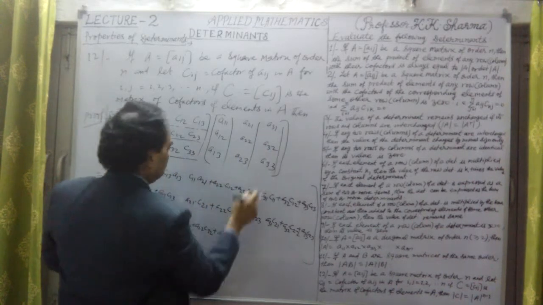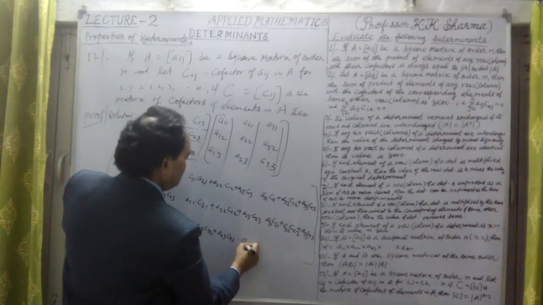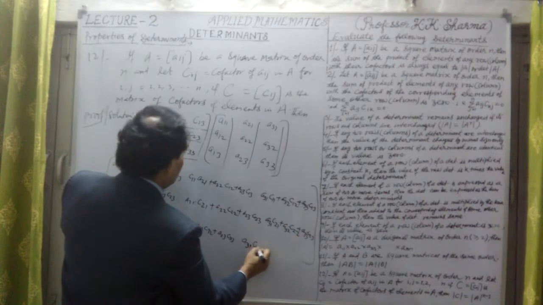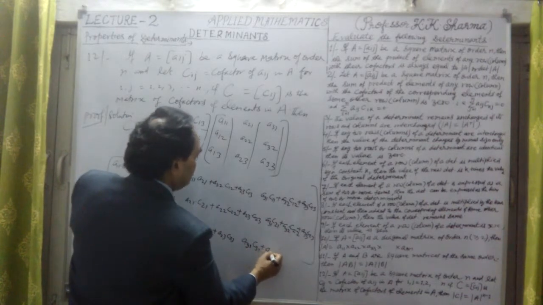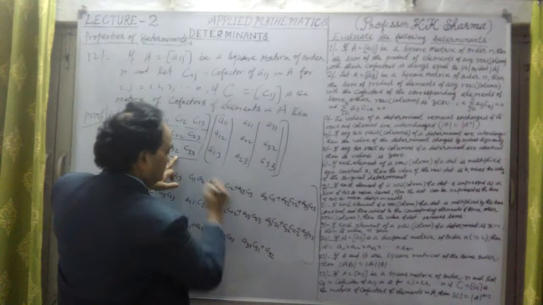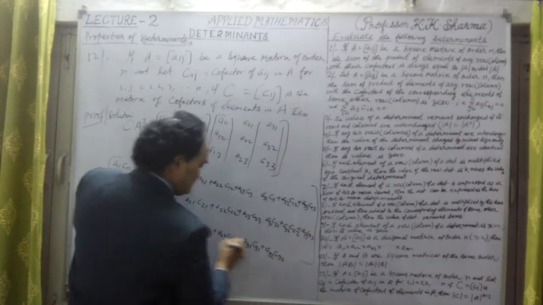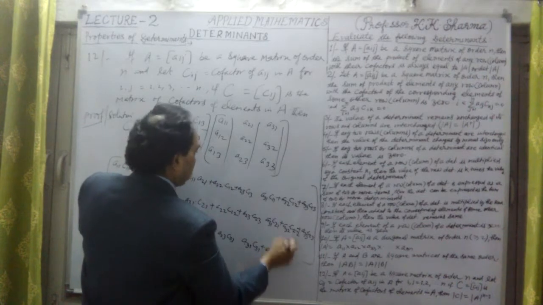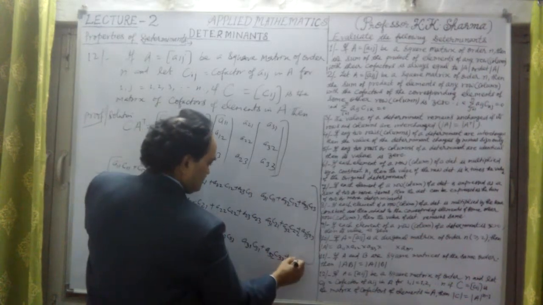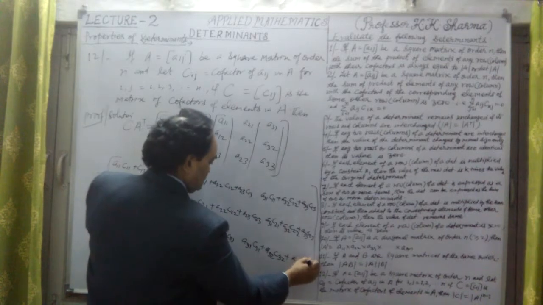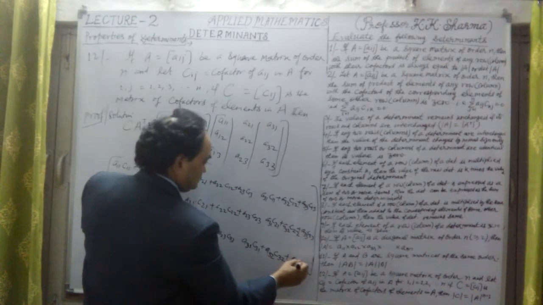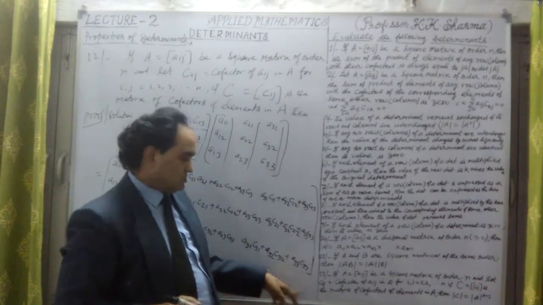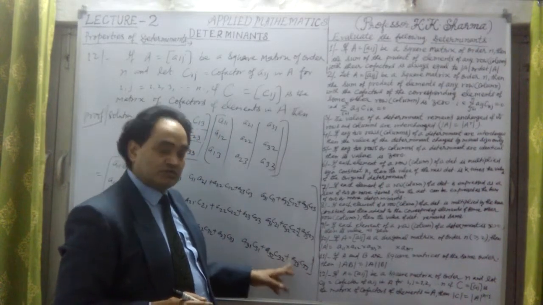Third row, third column. This is the same, I think, A31 into C31, good, plus A32 into C32, plus A33 into C33. Same element, same cofactor.